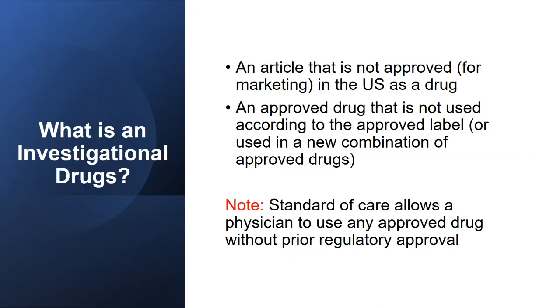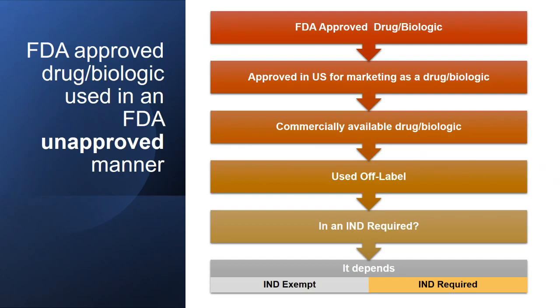So let's talk about what an investigational drug is. It is a test article that is not approved in the US as a drug. An approved drug that is not used according to the approved label, or approved drugs used in combination, can be considered an investigational drug. There's a note: standard of care allows a physician to use any approved drug without prior regulatory approval. Next slide, please.